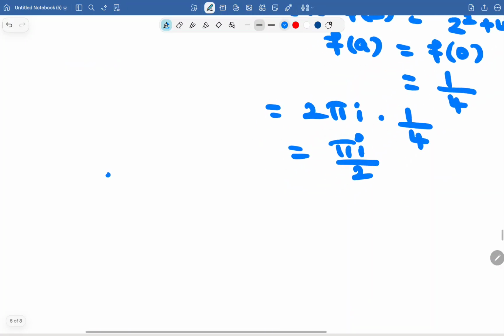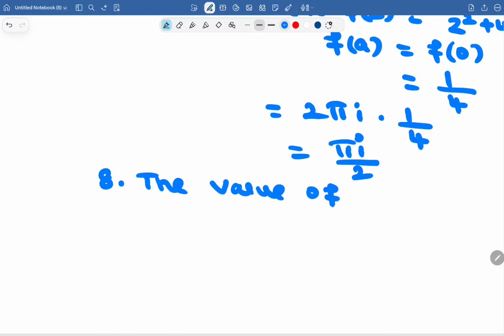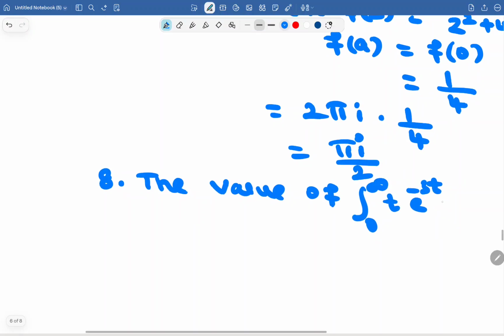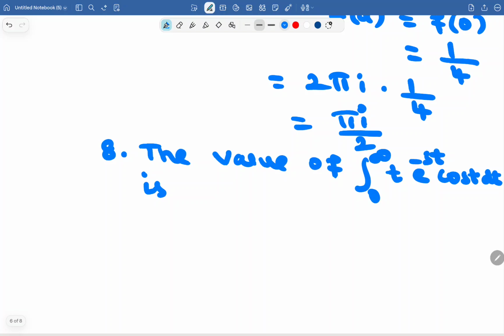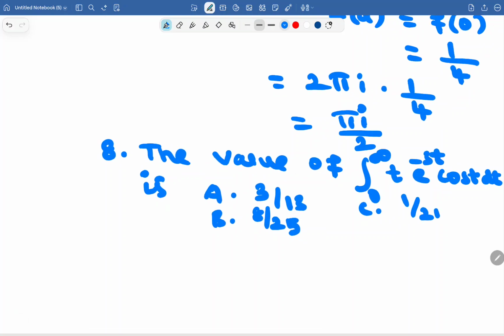Problem number 8. The value of integral 0 to infinity t e power minus 3t cos t dt is: option A, 3 by 13; option B, 8 by 25; option C, 1 by 25; option D, 2 by 25.